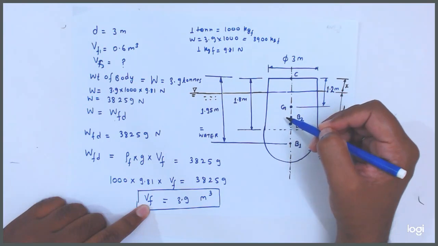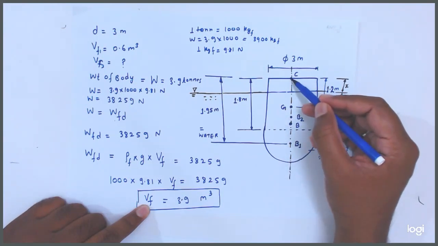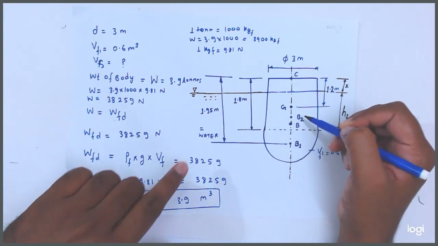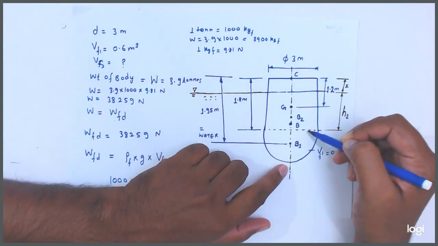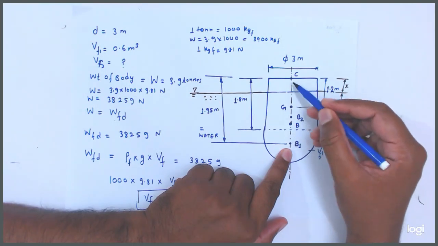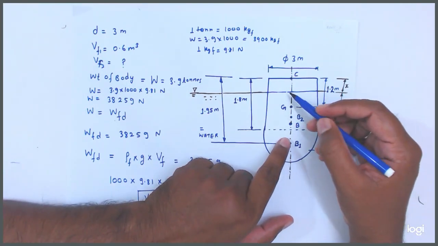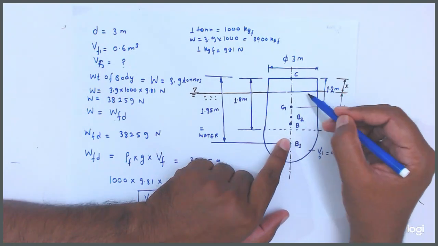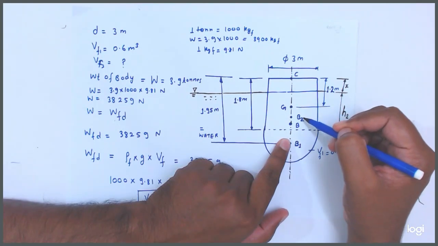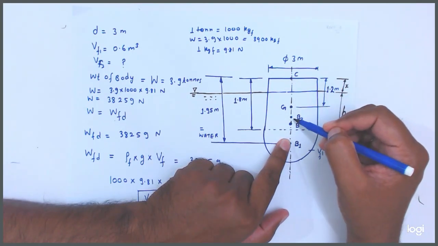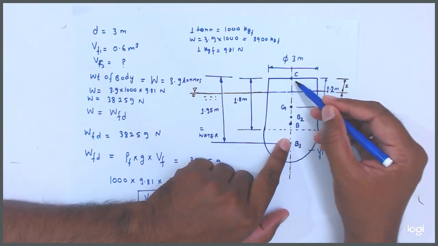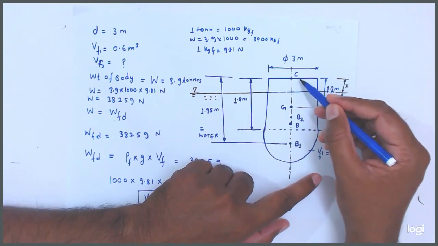Total volume of the fluid displaced into this distance CB. Correct? It is equal to the volume of this first part into the distance CB1. Similarly, the volume of the upper part, this portion which is inside the water, VF2, into the distance CB2. So whatever distance we calculate is from the top surface of the cylinder.